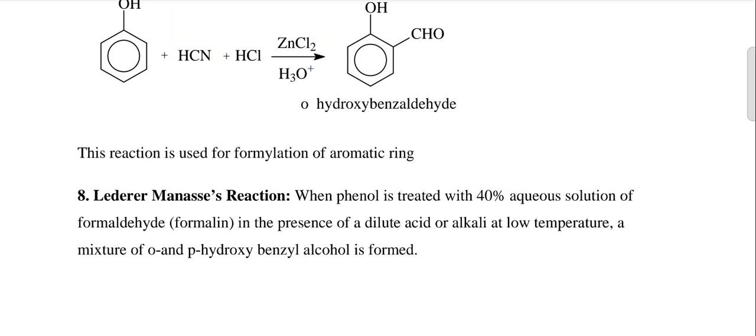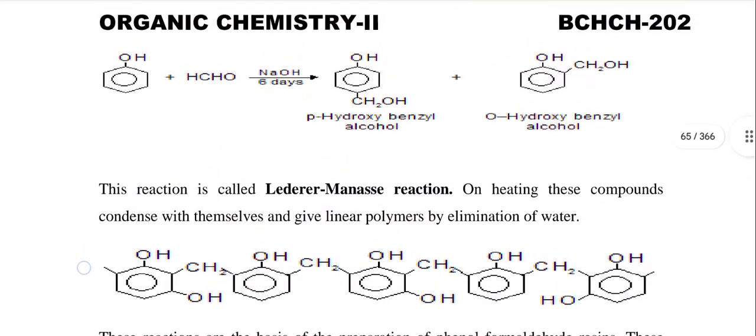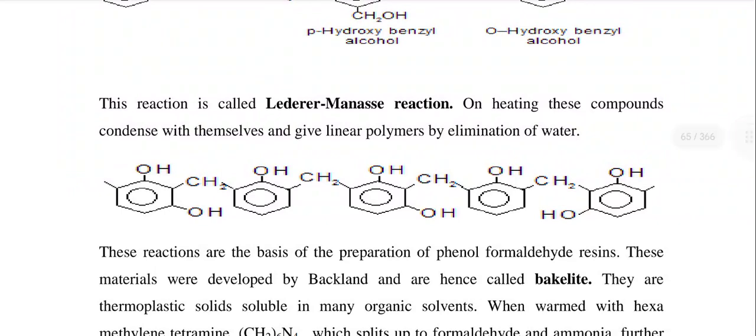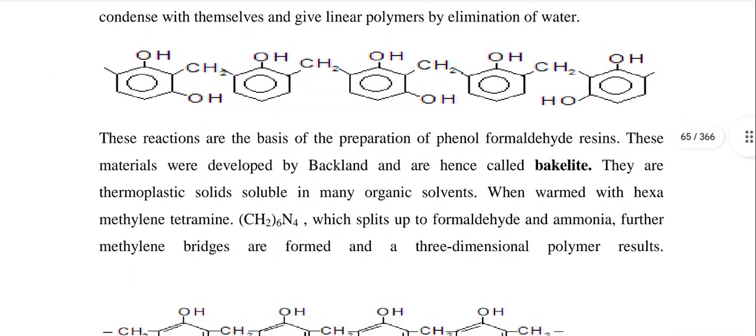Lederer-Manasse reaction. When phenol is treated with a 40% aqueous solution of formaldehyde in the presence of dilute acid or alkali at low temperature, a mixture of ortho- and para-hydroxybenzyl alcohol is formed. This reaction is known as the Lederer-Manasse reaction. On heating, these compounds condense with themselves to give linear polymers by elimination of water. This reaction is the basis of preparation of phenol formaldehyde resins.